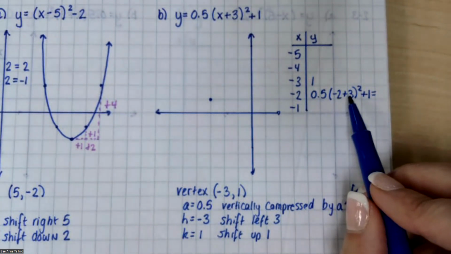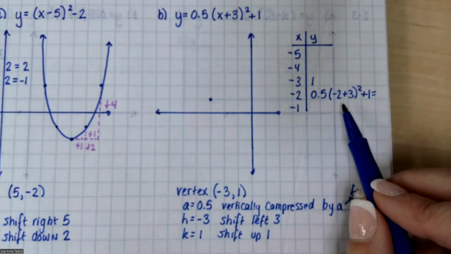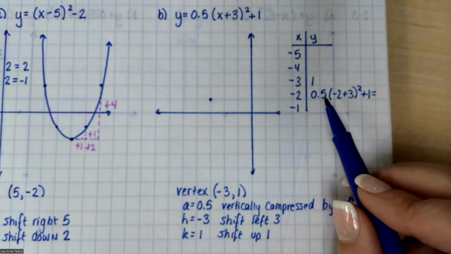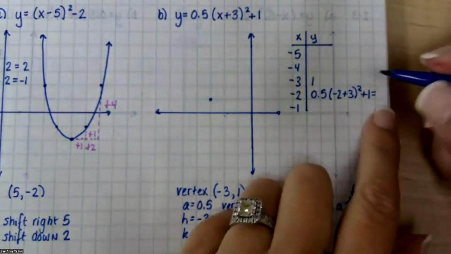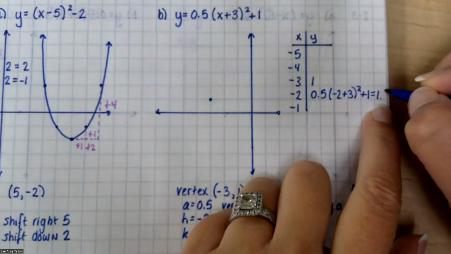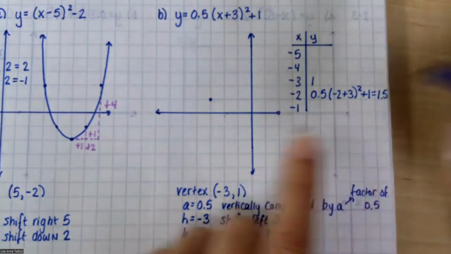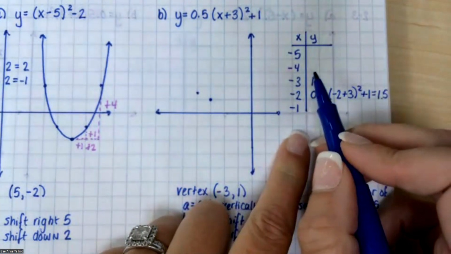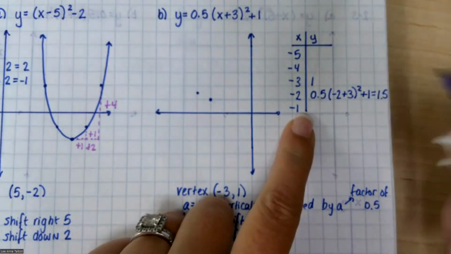Okay, so -2 plus 3 is 1. 1 squared is 1. 1 times 0.5 is 0.5, plus 1 is 1.5. Okay, now what does negative 4 have to be by symmetry? 1.5.